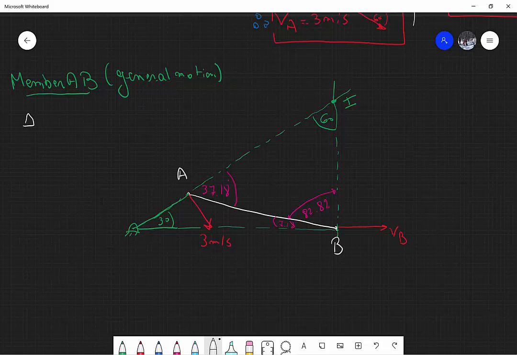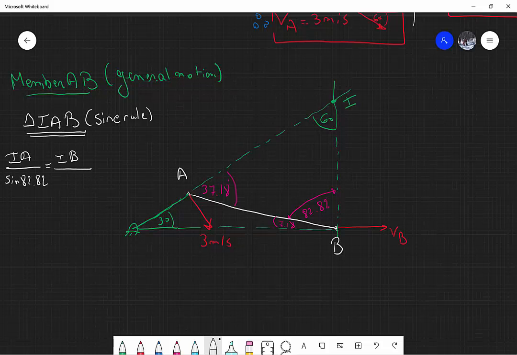In triangle IAB, I'm going to use the sine rule, so it's going to be IA over sine 82 equals IB over sine 37.18, and the final one is AB over sine 60.